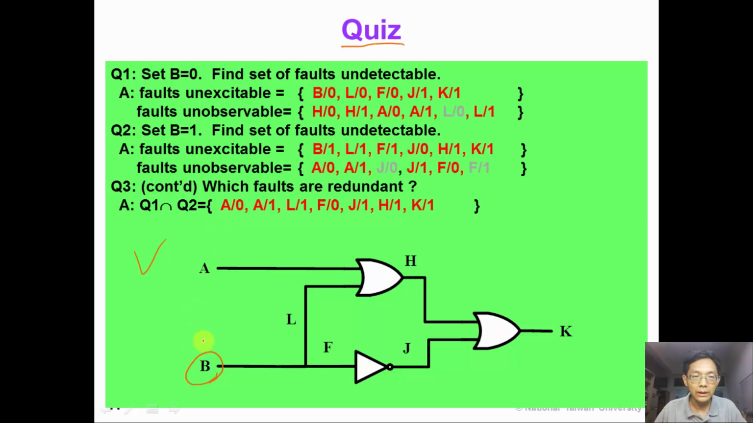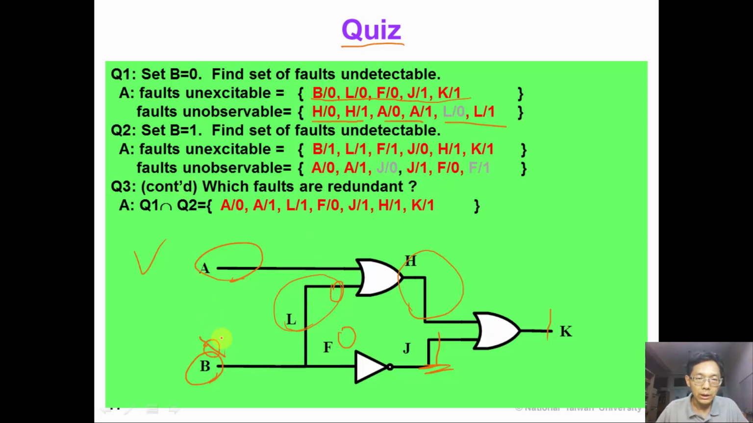The answer is like this. When B is 0, we can see that L is 0, F is 0, and J is 1, and K is 1. So these faults are unexcitable. And since J is controlling, the fault on H is unobservable, and the fault on A is unobservable, and the fault on L is also unobservable.